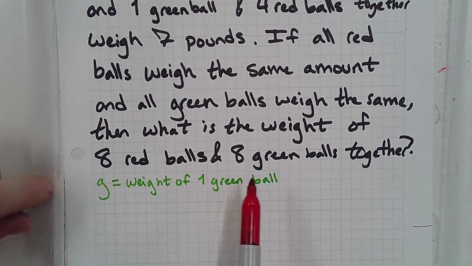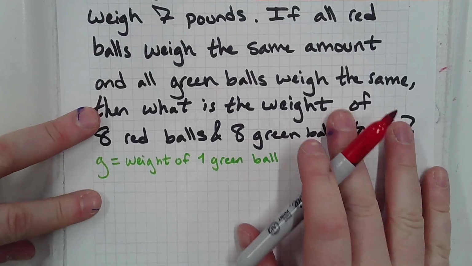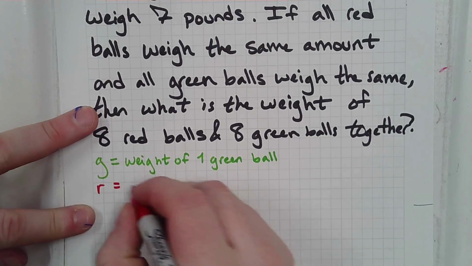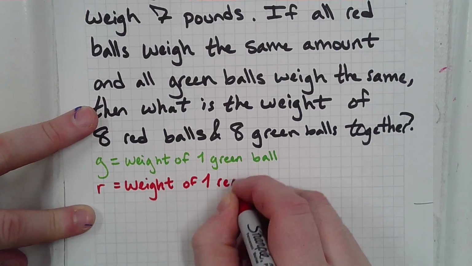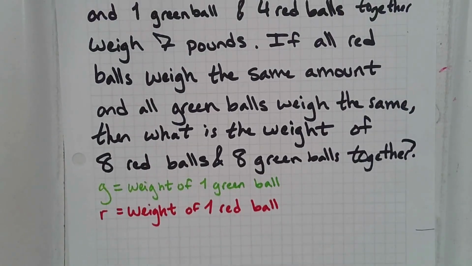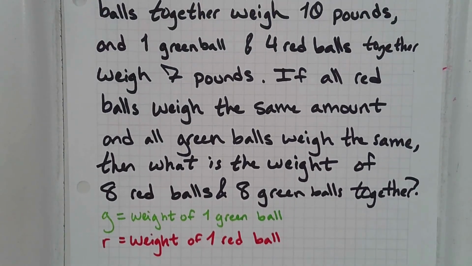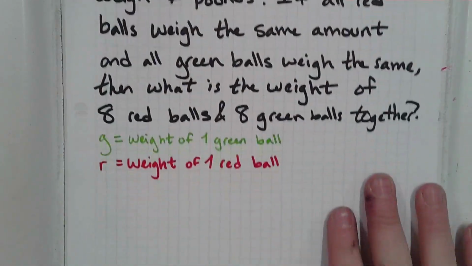Because it wants to know what's the weight of 8 red and 8 green together. So I'm going to need to know the weight of a green ball, and I'm going to need to know the weight of 1 red ball. So using these variables, I can work with these unknown weights. And I can write down 5 green balls and 2 red balls together makes 10 pounds.